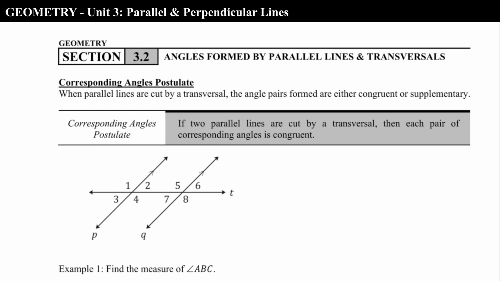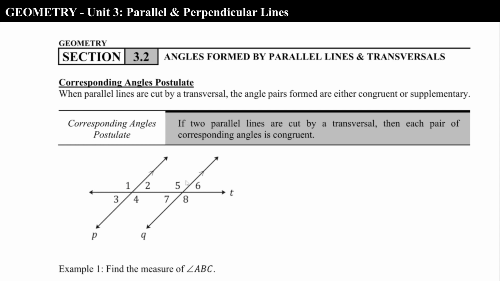So if we have two parallel lines cut by a transversal, as you see here and here, we know they're parallel because we have the little tick marks here. Well, we can say that the transversal cuts through and creates corresponding angles, and the corresponding angles that are created are congruent. Now, what do we mean by corresponding angles?